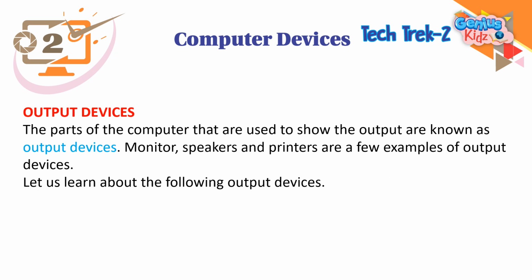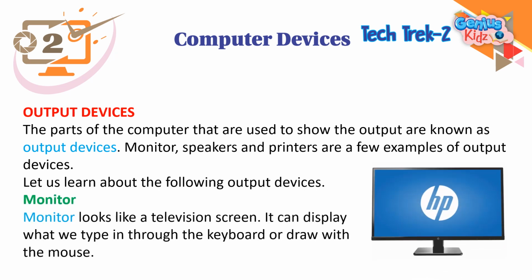Output devices. The parts of the computer that are used to show the output are known as output devices. Monitor, speakers and printers are a few examples of output devices. Let us learn about the following output devices.